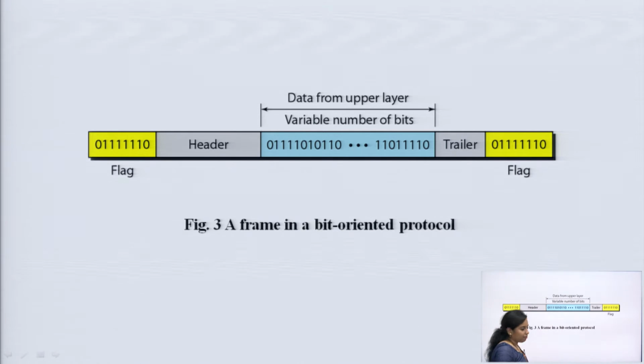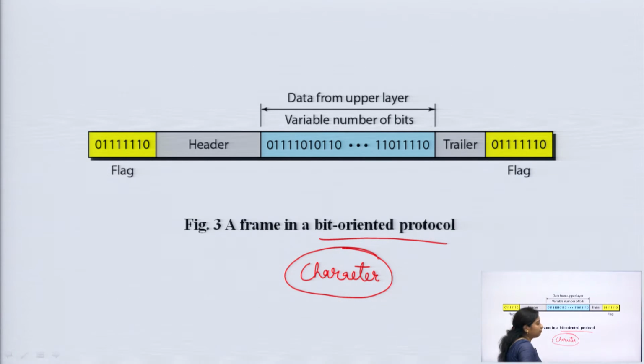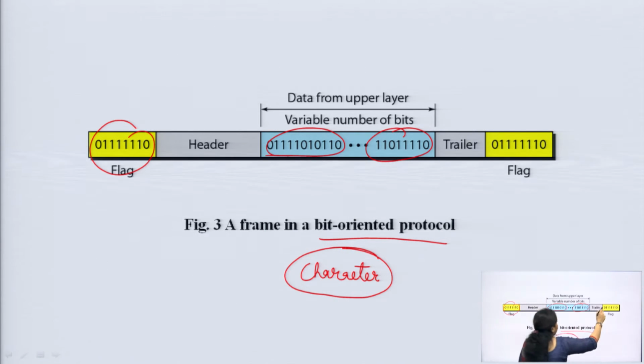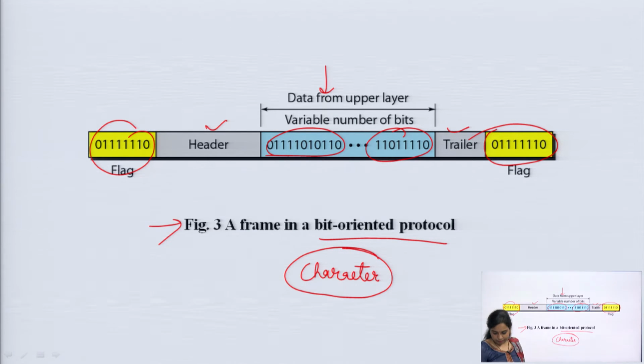Now, next is the frame in a bit oriented protocol. Previously we have seen the character oriented protocol, where the data is in the form of characters. Here, whatever data is presented, you can see that it is in the form of bits only, not in the form of characters. So, this is the flag, this is the header, trailer, and then the data from the upper layer, which is a variable number of bits. So, this is a frame in a bit oriented protocol.